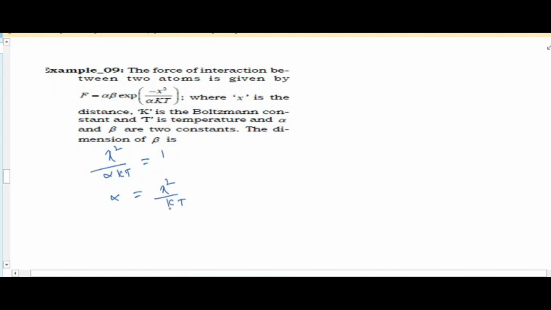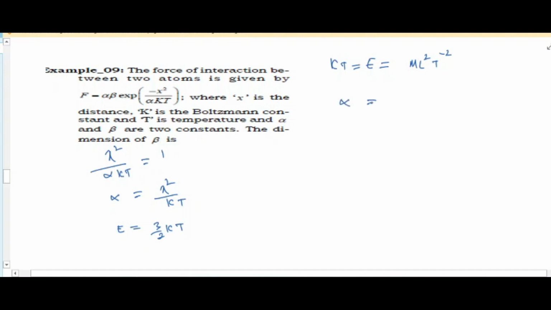Here k is the Boltzmann constant, T is temperature, not time. But the dimensional formula of kT we can find from the kinetic theory of gases. The energy of a gas molecule E is equal to the kinetic energy 3 by 2 kT. Therefore, 3 by 2 is a number, E is the energy, so kT is also energy. This becomes M L square T to the power of minus 2.